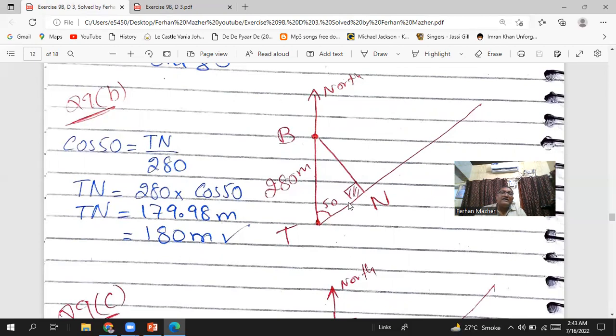So I want to find out this Tn, how much she has walked. And you can see this is a simple right angle triangle now. If I use this angle, this will be the base, this is the hypotenuse. So cos 50 will be equal to Tn divided by 280. So Tn will be equal to 280 multiplied by cos 50, and that will give you 179.98 meters, which is approximately 180 meters. So that was question number 9.